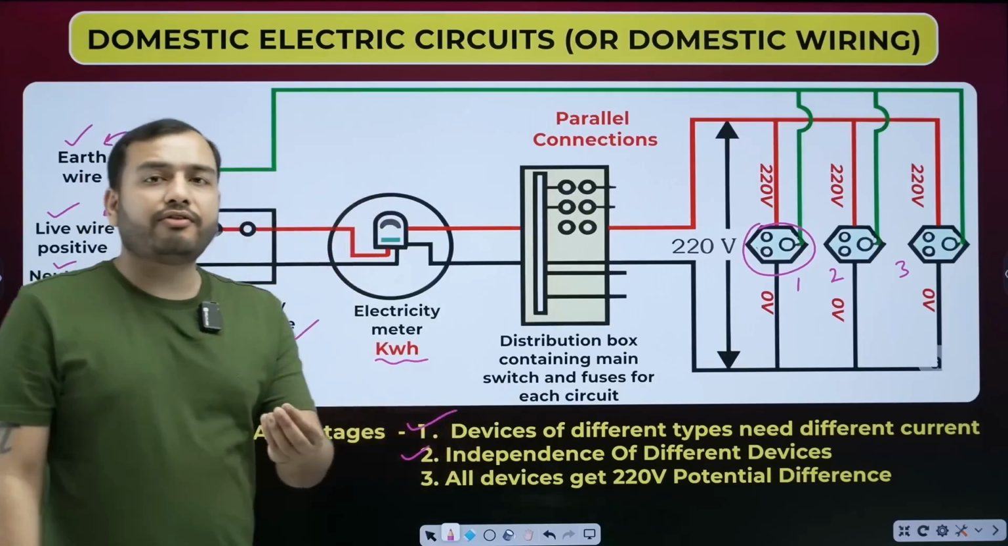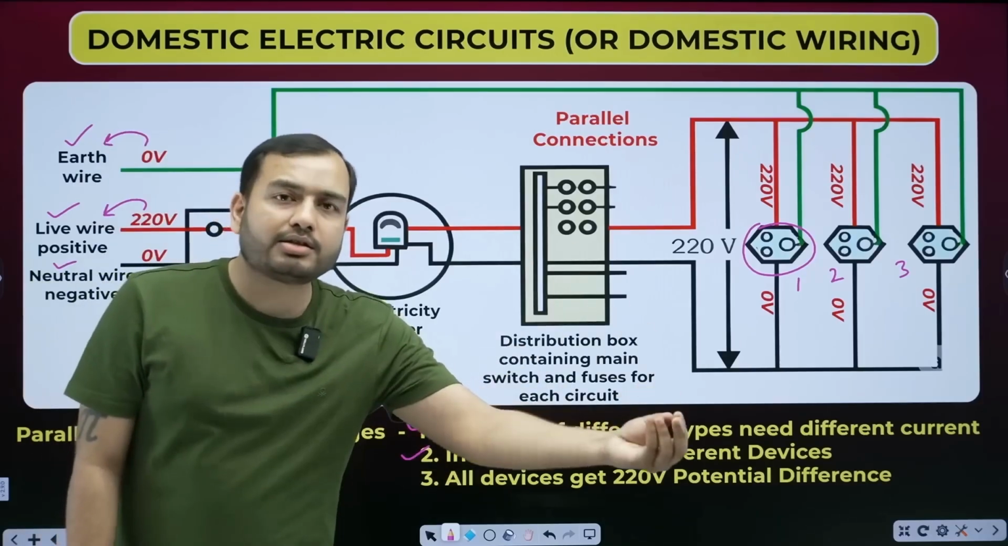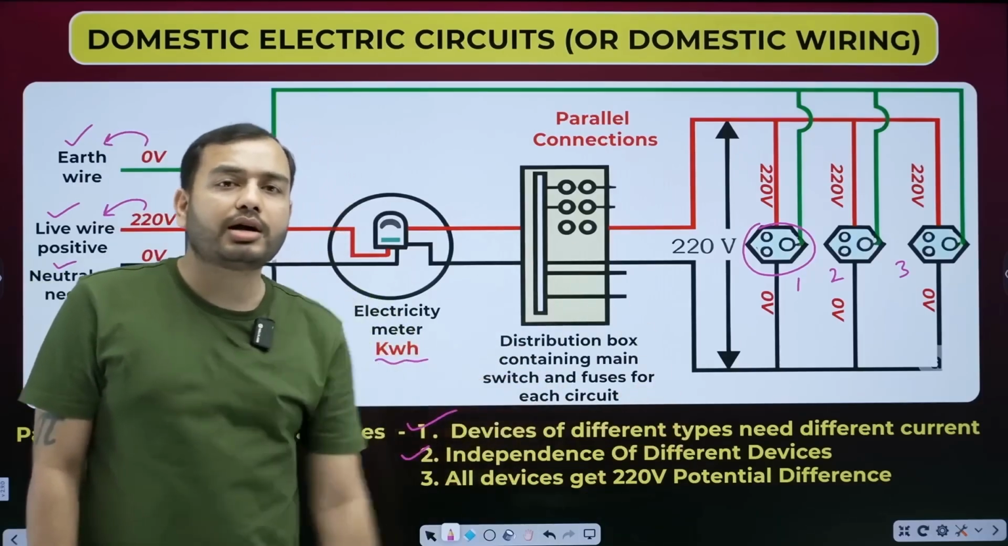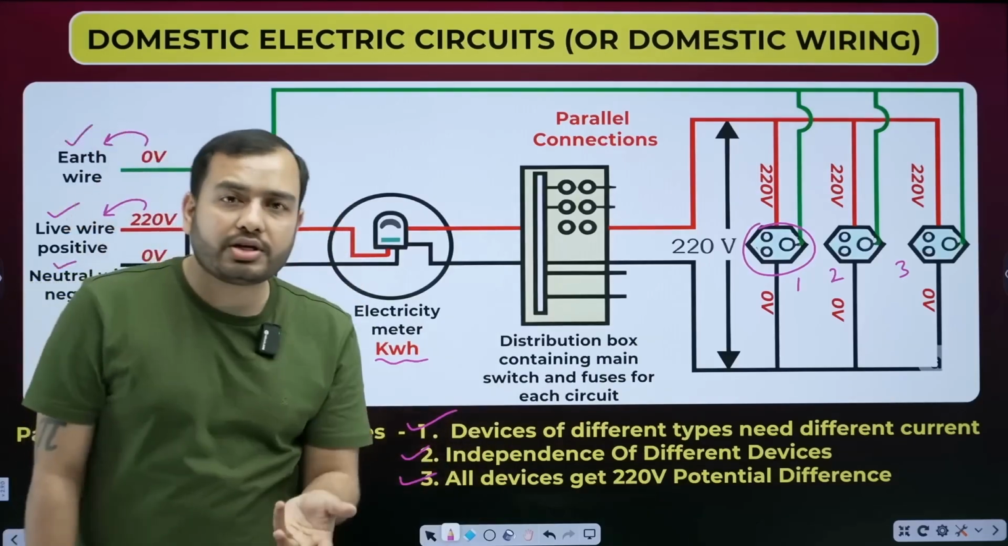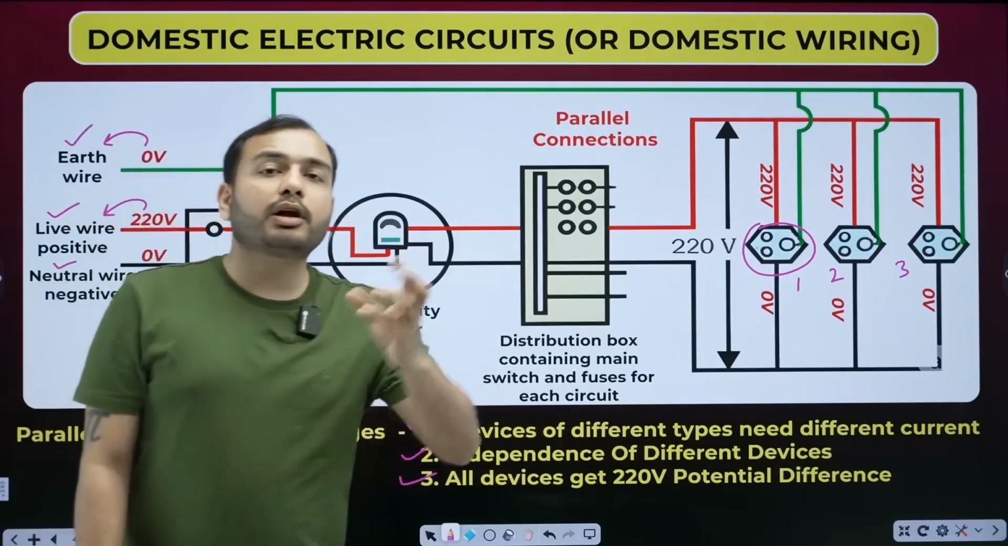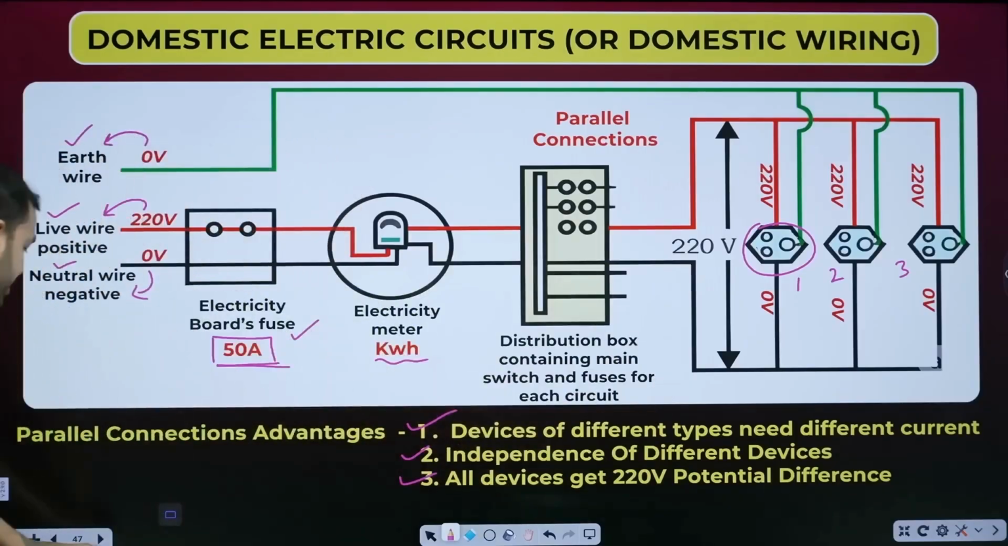Second is independence of different devices. If one device is damaged, then it doesn't affect the others. In series, if one is damaged, all are damaged. That's not a problem in parallel. What is the third point? All devices get 220 volt, the potential difference. In parallel, the potential difference is the same in all of them. That's why we connect them in parallel.